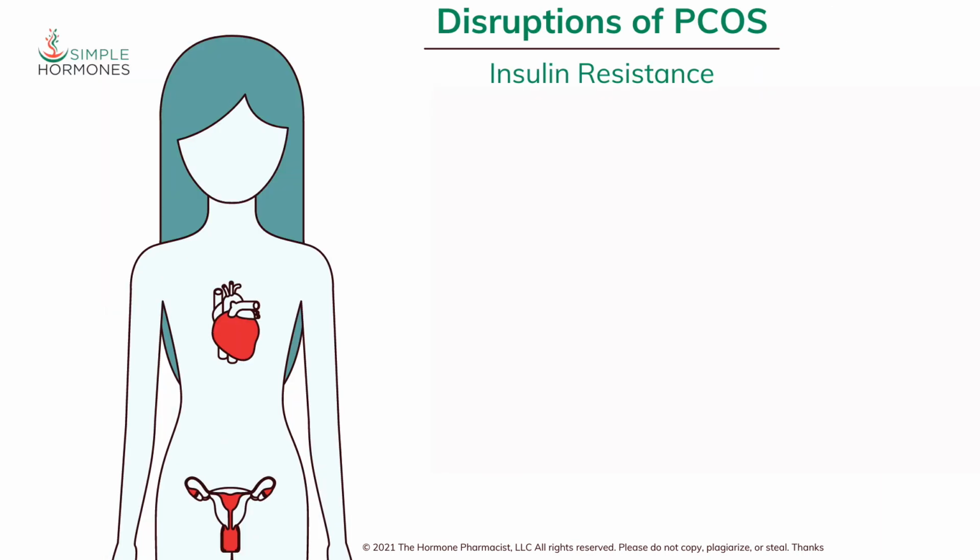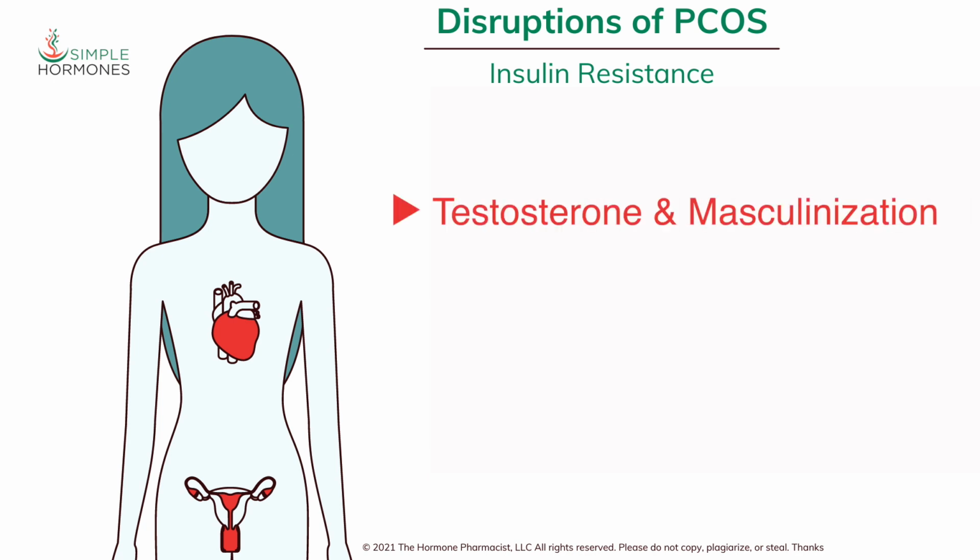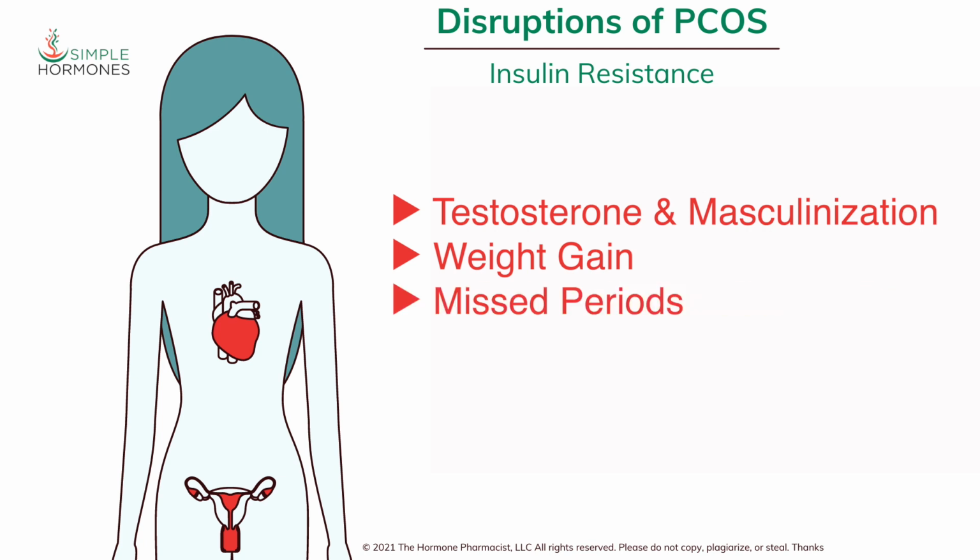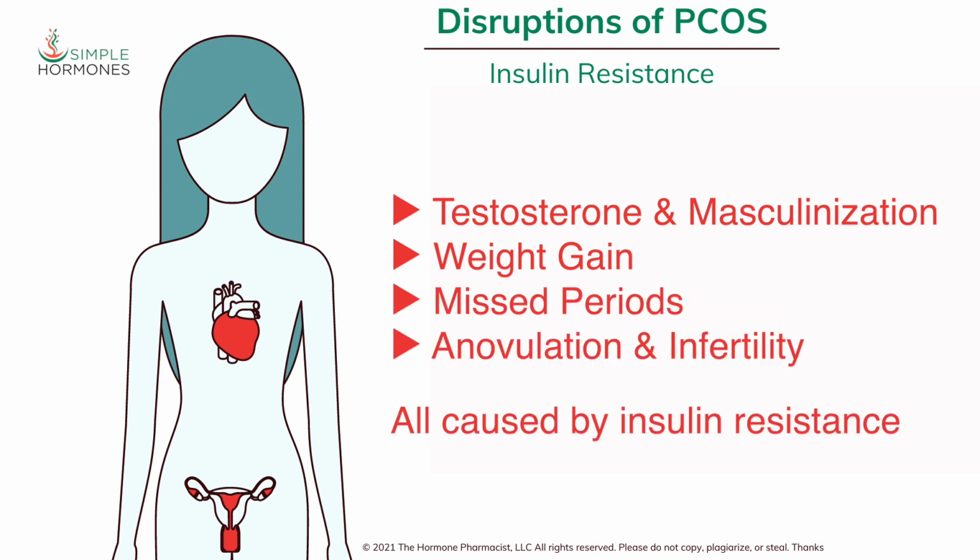So I told you if you stayed to the end, you could find out what causes the most bothersome PCOS symptoms. And I listed 4 of those. And now we know that insulin resistance is really the root cause of the testosterone that leads to masculinization. It's the cause of weight gain. It's the cause of missed periods. And it's the cause of not ovulating and infertility.